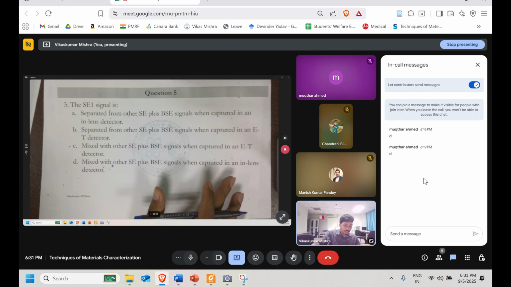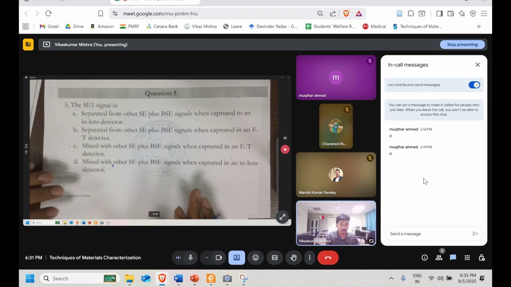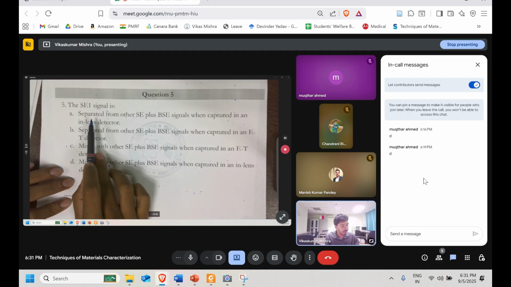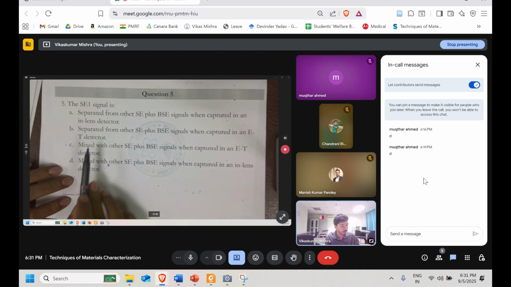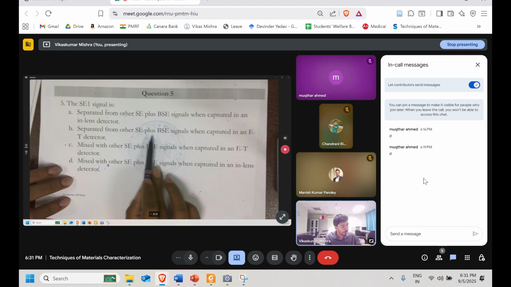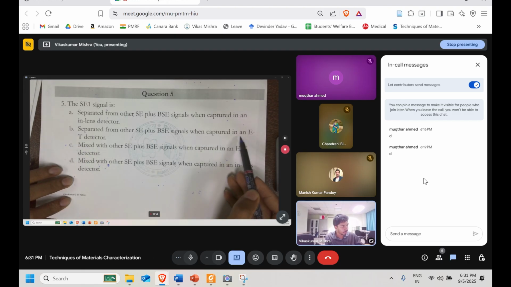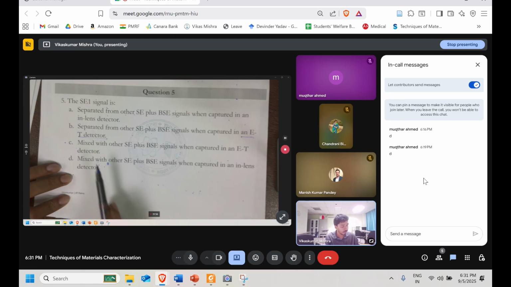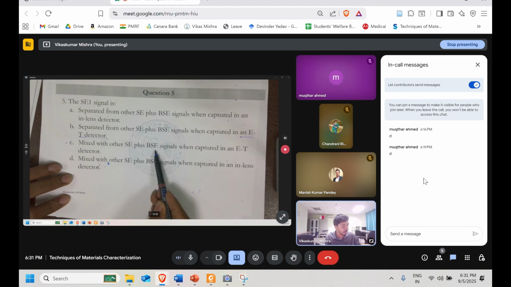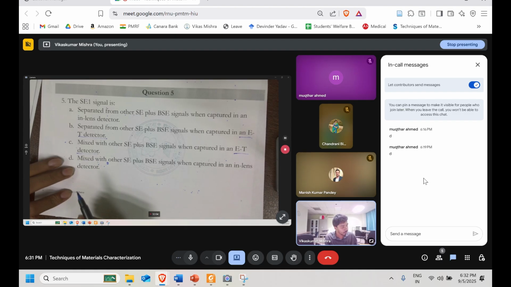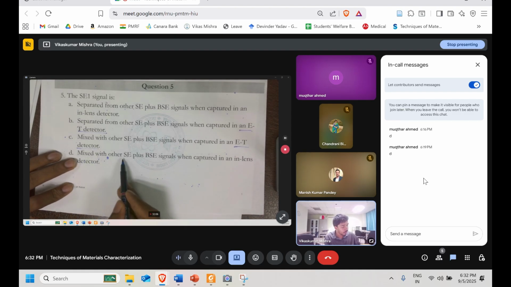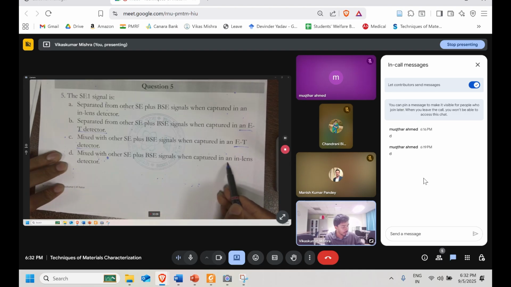Okay, since there is none, let's try to solve this question. The SE1 signal is separated from the other SE plus BSE signal when captured in an in-lens detector. This is option A. Option B: separated from the SE plus BSE signal when captured in the ET detector. Option C: mixed with the other SE plus BSE signal when captured in the ET detector. Option D: mixed with the other SE plus BSE signal when captured in the in-lens detector. What do you think? What is the right answer over here?